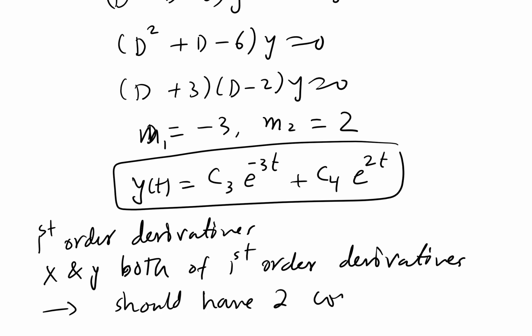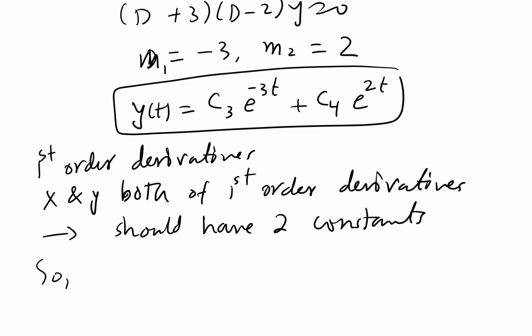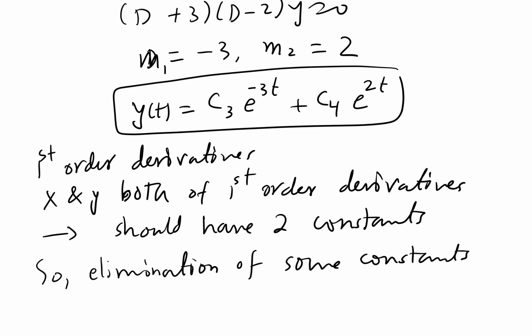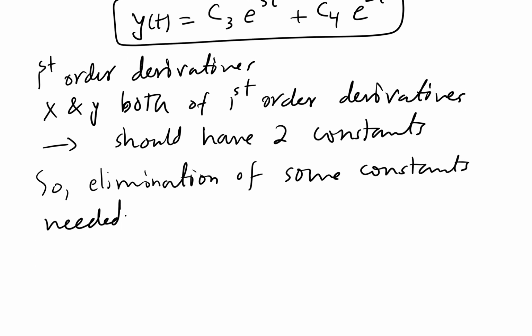two constants, not four. So far we use C1, C2, C3, C4. We have more than what we need. So we eliminate. So elimination of some of the constants is needed. So elimination of some of the constants is needed. So how do you do that?